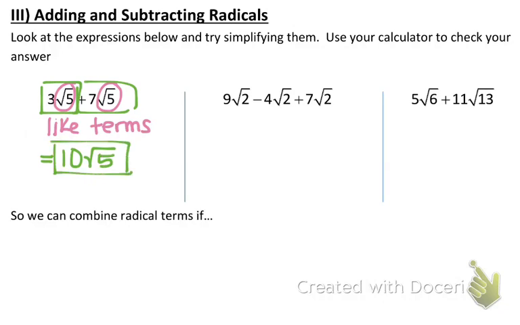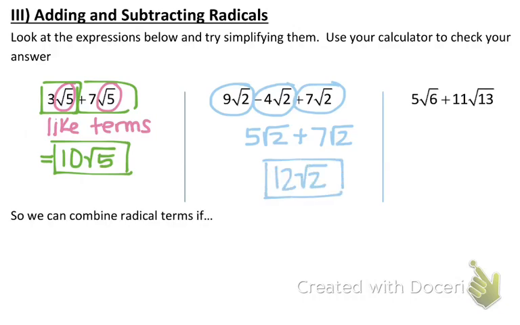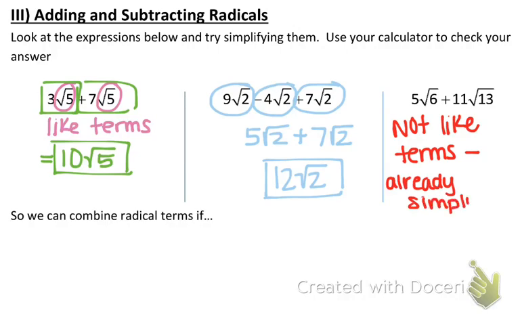In the next example, all of these terms have a square root of 2. So these are all like terms, so we'll just add and subtract the coefficients. So we have 9 minus 4 plus 7, which is going to be 9 minus 4, 5 square root of 2, plus 7 square root of 2 will be 12 square root of 2. In the third example, we have the square root of 6 plus the square root of 13. Now these are considered not like terms, so we cannot simplify any further. This will be already simplified.